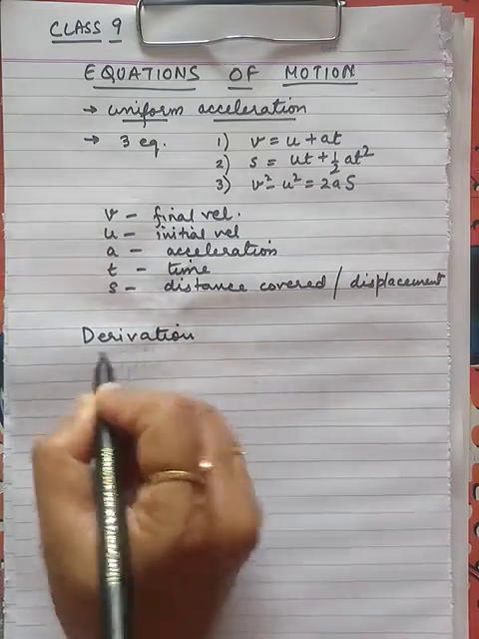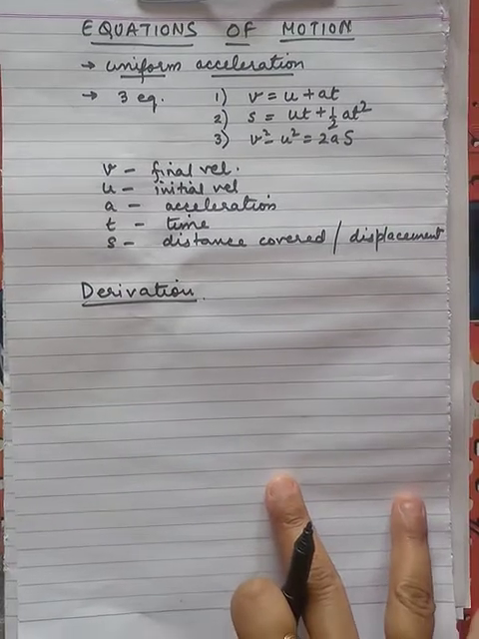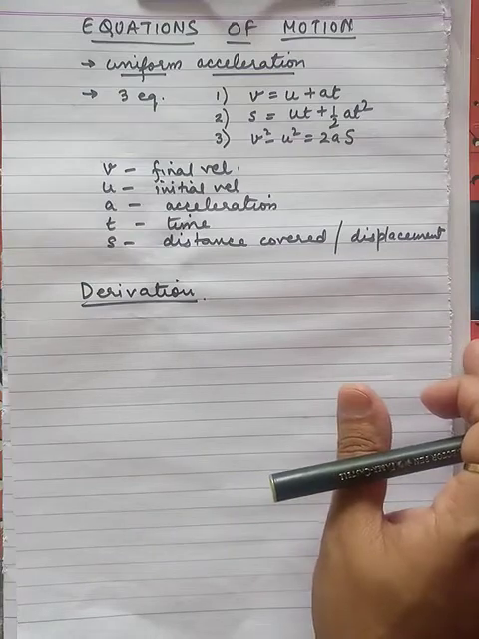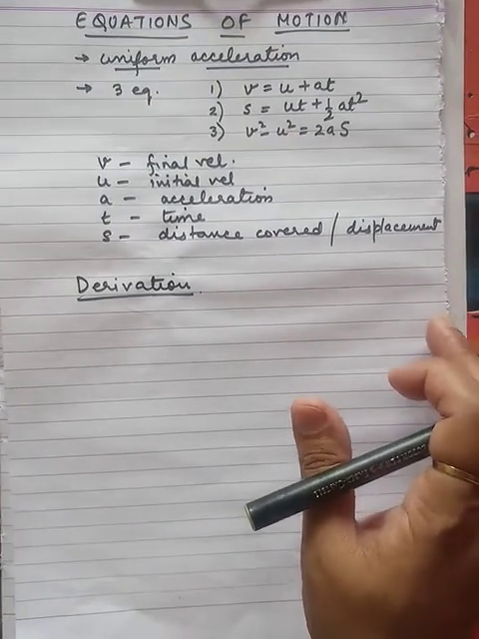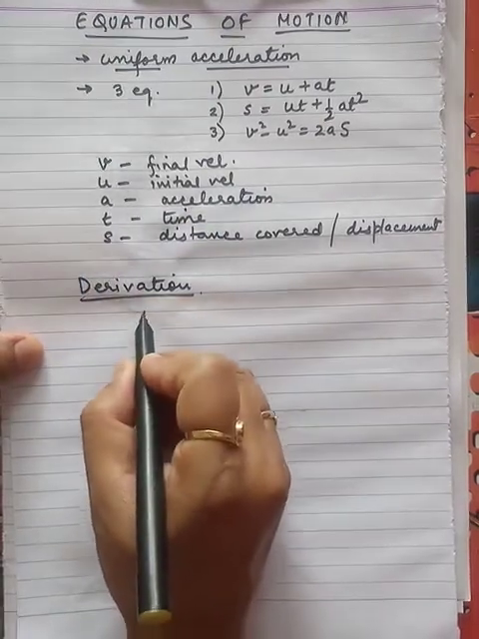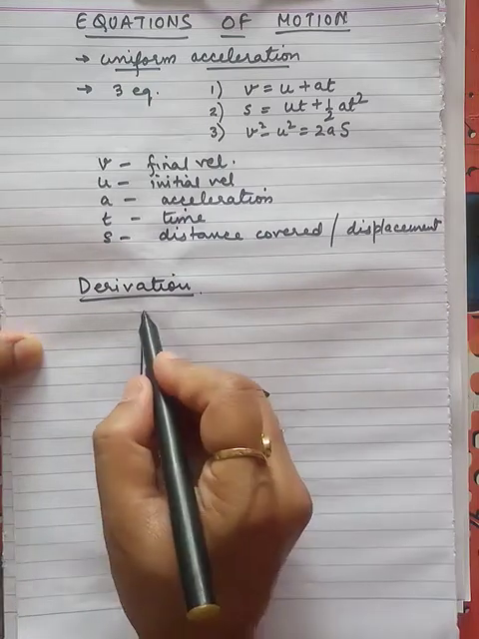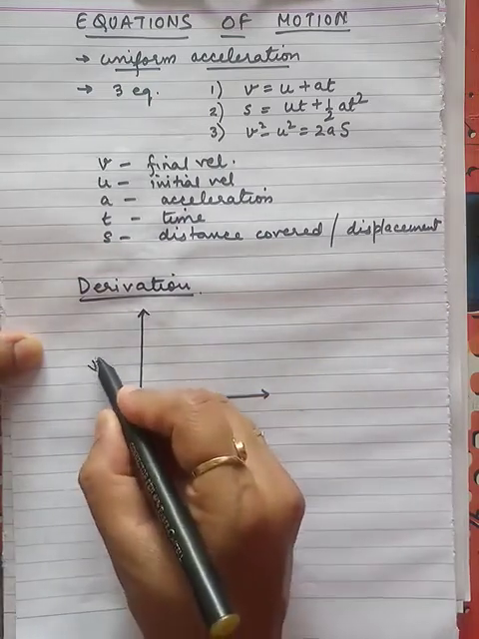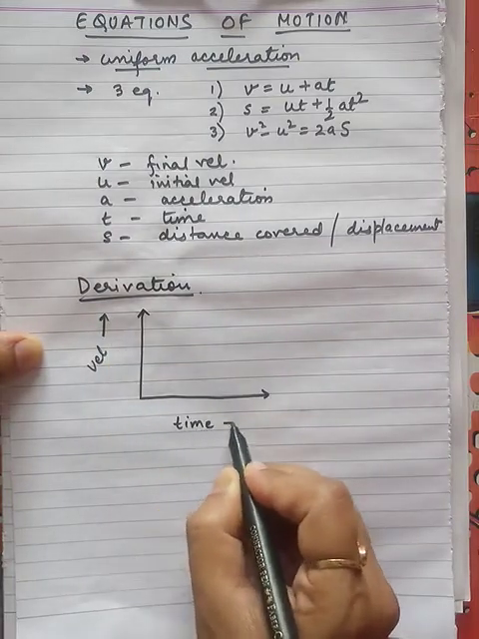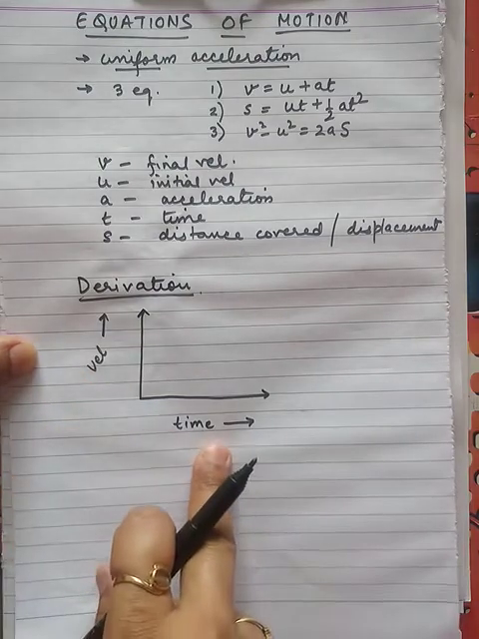Derivation for equation number 1. First of all, we will start. Okay, for derivation of all the three equations, we are considering a graph in which all these symbols we should consider. The graph is a velocity time graph. It is velocity and it is time, as we all know. In a velocity time graph, we take velocity on the y-axis and time on the x-axis.